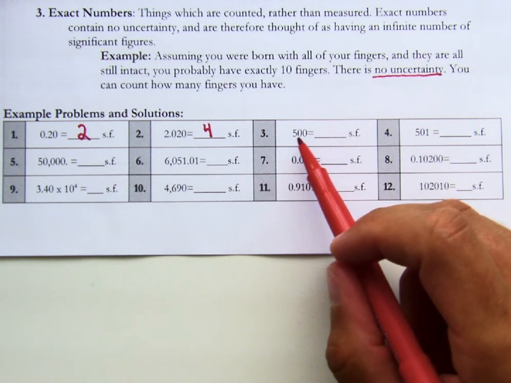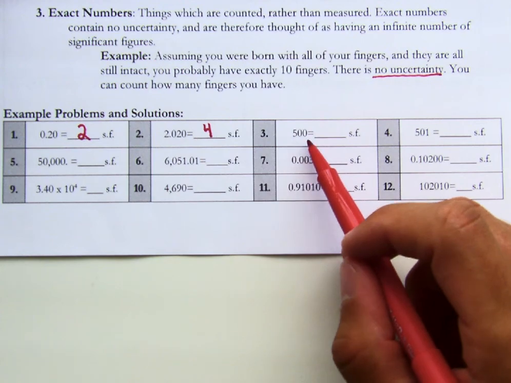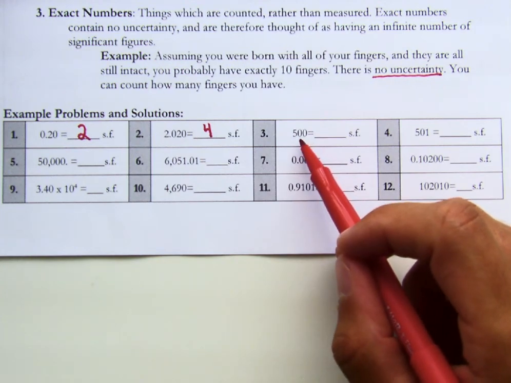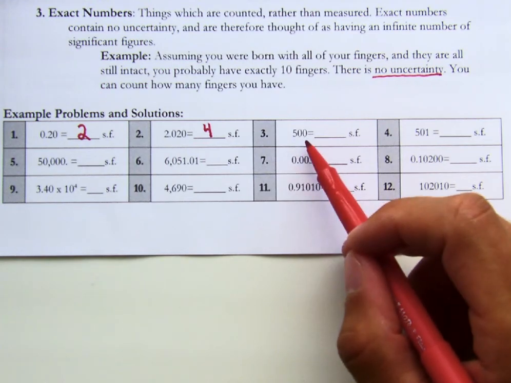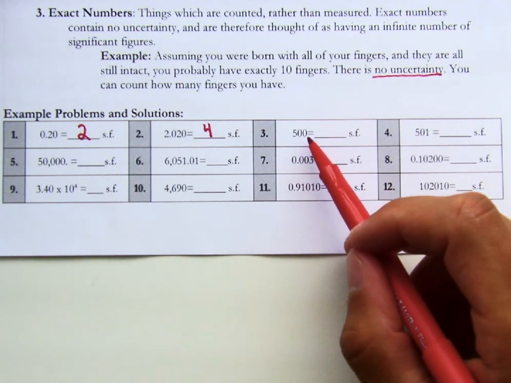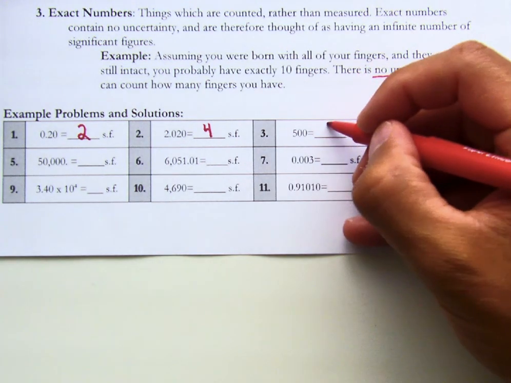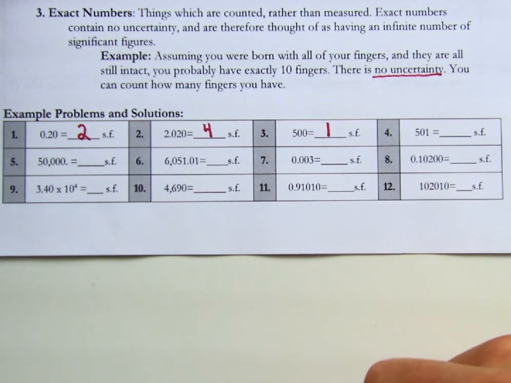Here we have a five and then two trailing zeros. Trailing zeros are only significant if the number has a decimal point in it. This does not have a decimal point in it, so these zeros are not significant. So this number only has one significant figure.